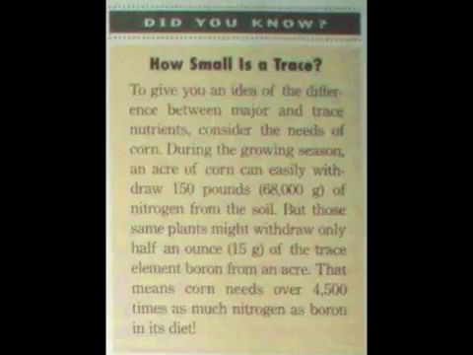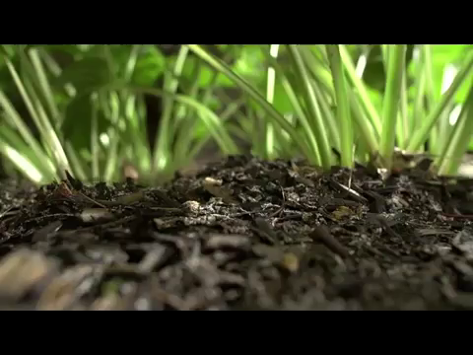Sidebar: did you know how small is a trace? To give you an idea of the difference between major and trace nutrients, consider the needs of corn. During a growing season, an acre of corn can easily withdraw 150 pounds of nitrogen from the soil. But those same plants might withdraw only half an ounce of a trace element like boron from an acre. That means corn needs over 4,500 times as much nitrogen as boron in its diet.